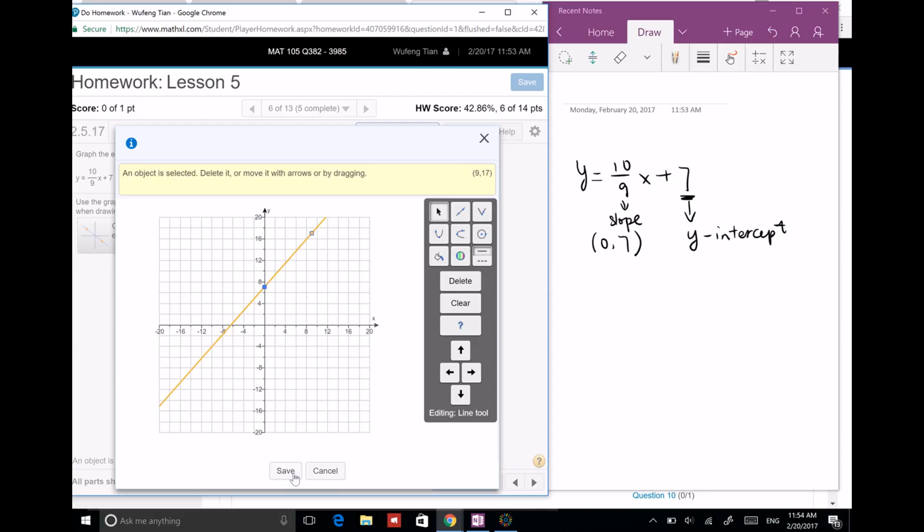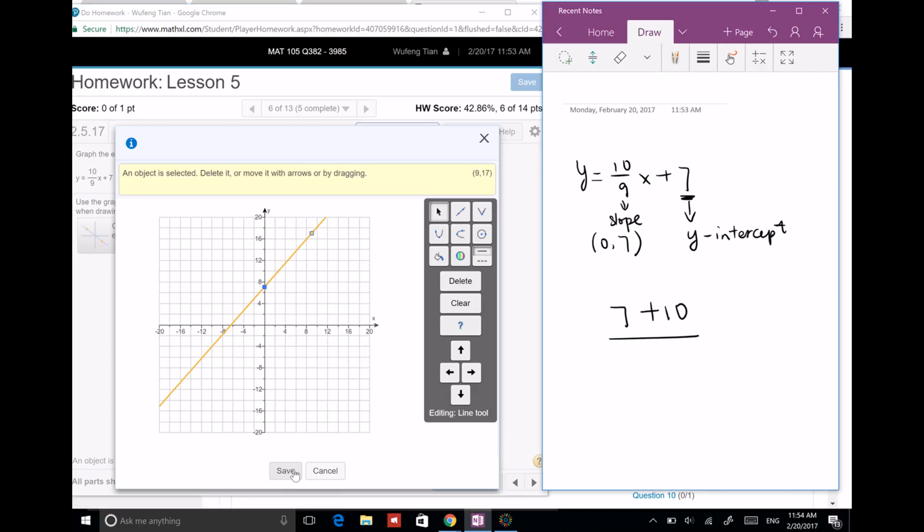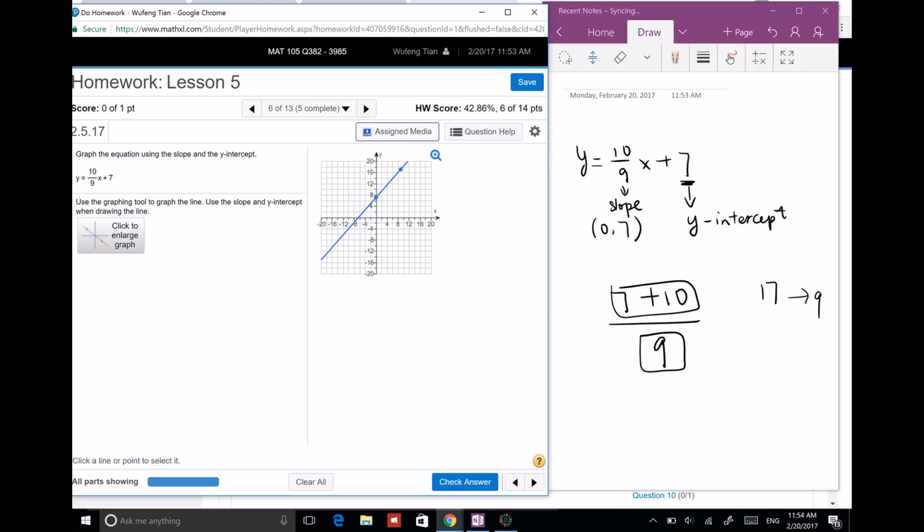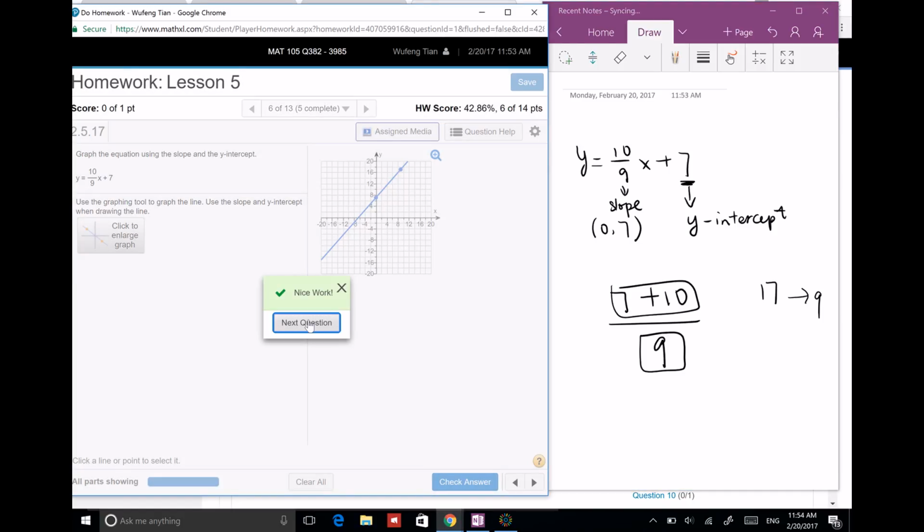Okay. Because rise over run, right? From 7, rise 10 over 9. So x goes to 9, y goes to 17. Okay, 17 over 9. So rise 10 from 7. From 7, rise 10, you go to 17. Run to 9. So 17, 9, 17. Okay.